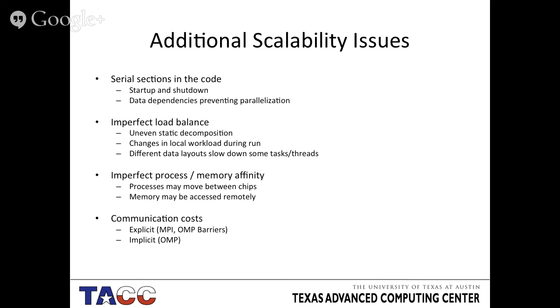Other issues that you're going to start to see as soon as you have more than one process are going to be communication issues. And these can be implicit or explicit. Implicit in the sense that if I have an OpenMP code, I'm still going to have communication issues because I need to have synchronization points, and those require communication between the threads. Explicit if I'm using MPI or I'm writing explicitly an OpenMP barrier, because then I'm asking for a synchronization.